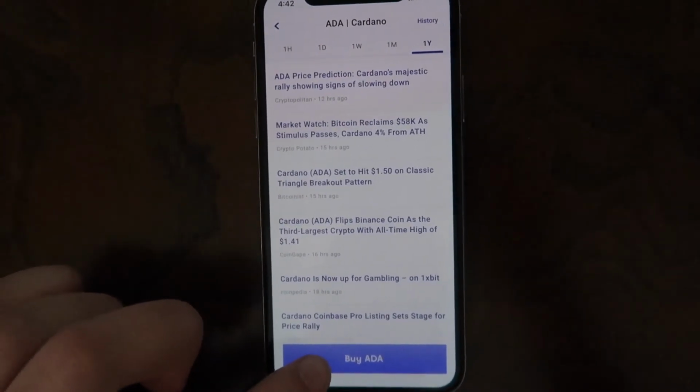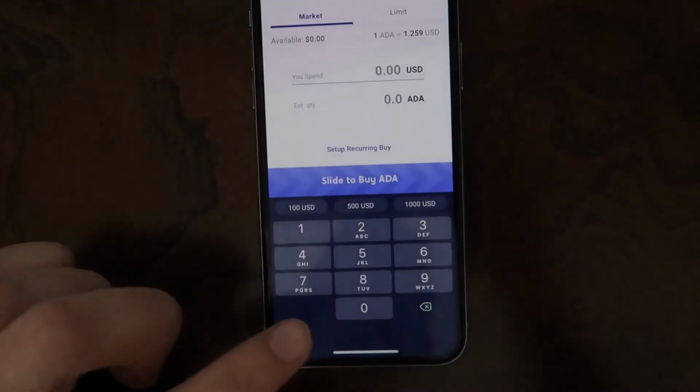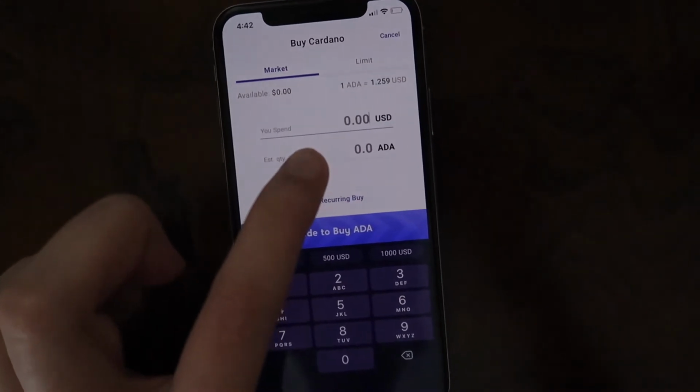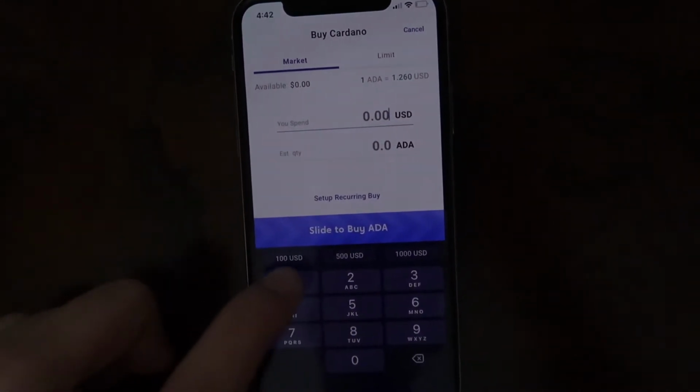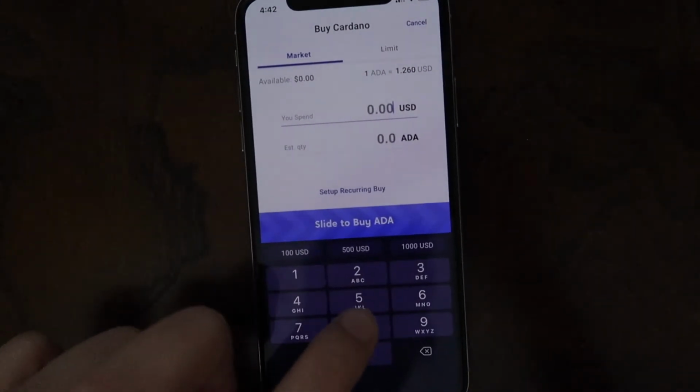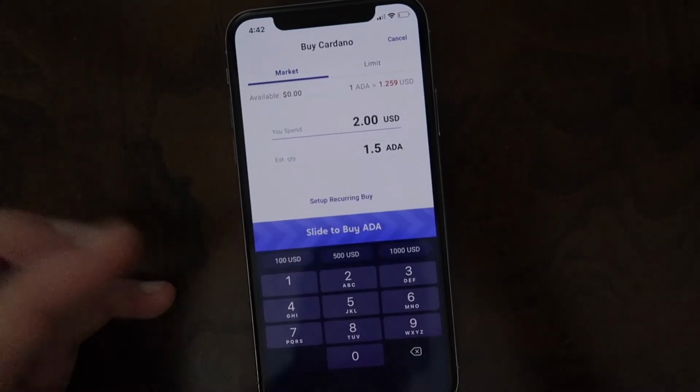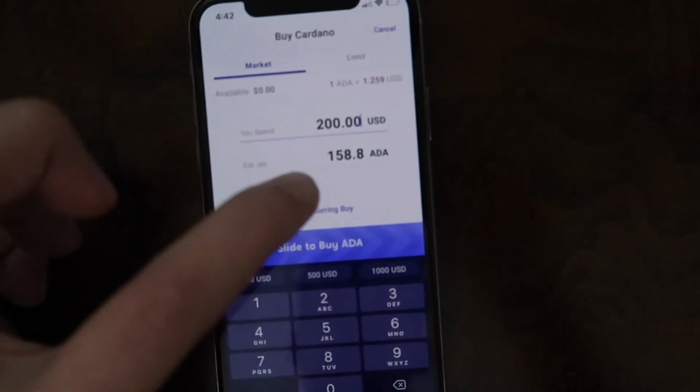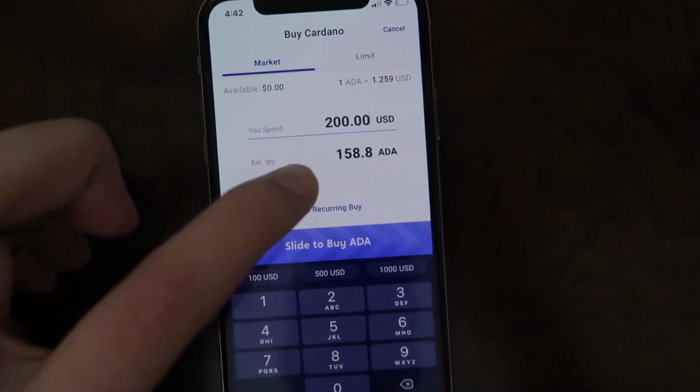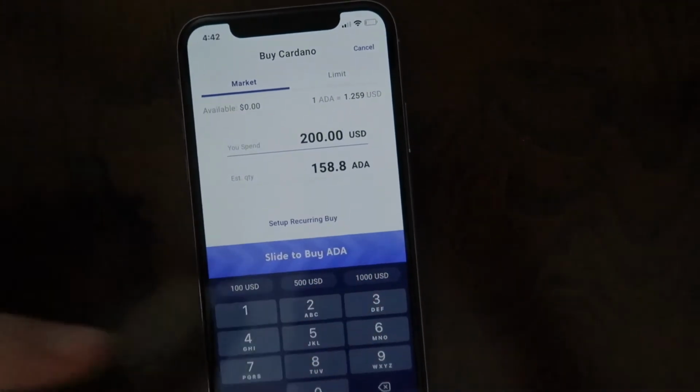buy. And if you guys are looking to buy, all you guys need to do is click this logo down here. It's very simple. All you guys need to type in is just how much you want to spend. There's automatic fill options here. Let's say, for example, I only want to spend $200. Fill in $200 here. It tells me that I can buy this much currency, and I'm good to go. Slide to buy, and you're good to go.